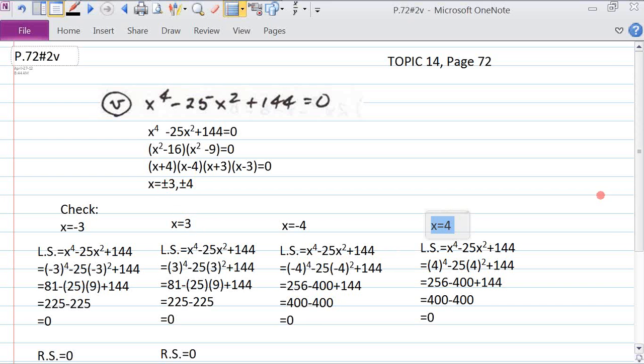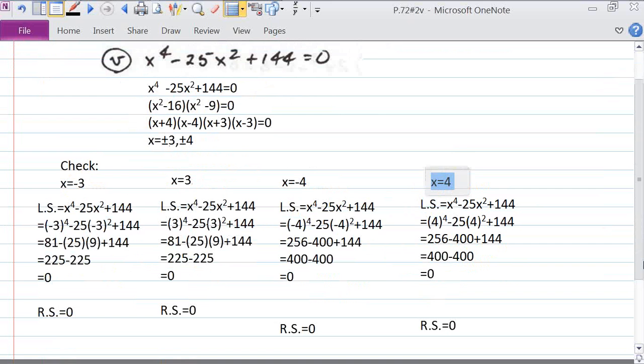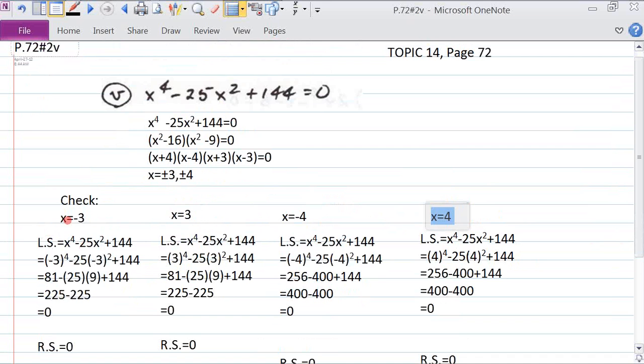Now I'm going to check the answer, and it doesn't matter what you do here. So let's just do 2 examples. We'll do x equals minus 3. We plug it into the left side of the original equation: x to the 4th minus 25x squared plus 144. And x is minus 3, so it's minus 3 to the 4th minus 25 times minus 3 squared plus 144.